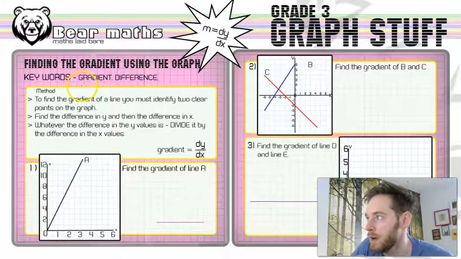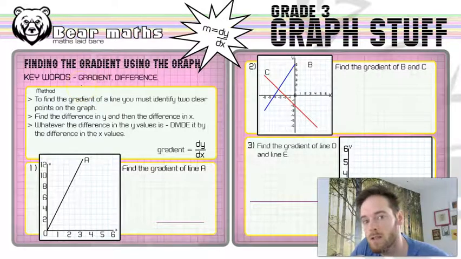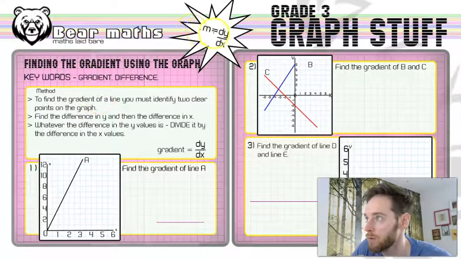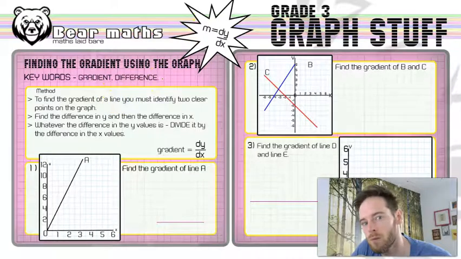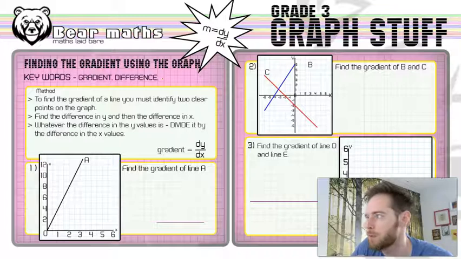The keywords here are gradient and difference. So gradient is the steepness of the line. Now that is also the m value here. The difference is when you take away the smaller number from the bigger number, you found the difference.